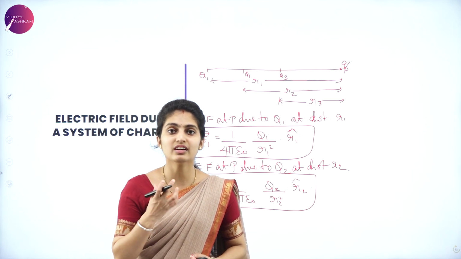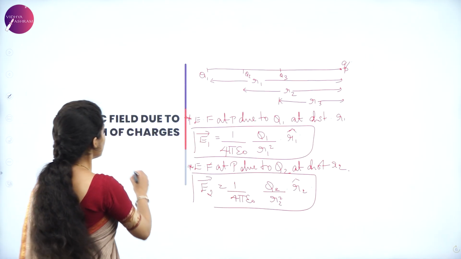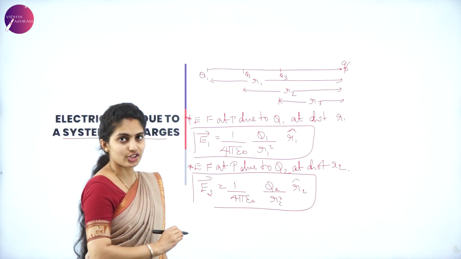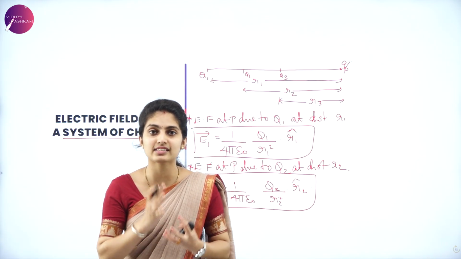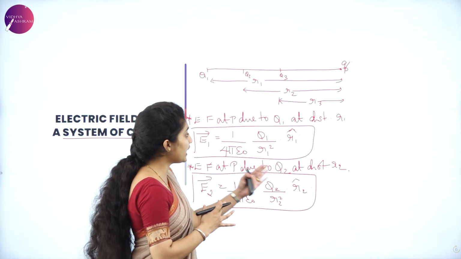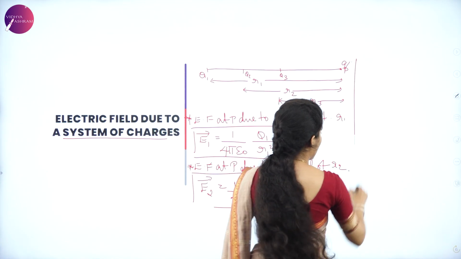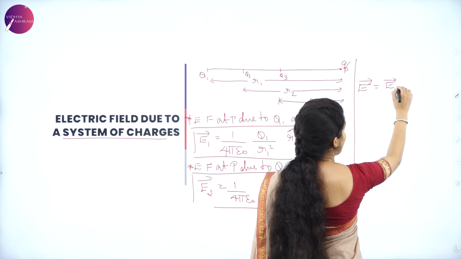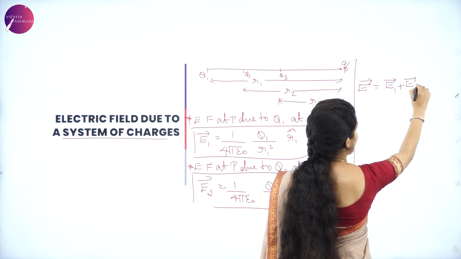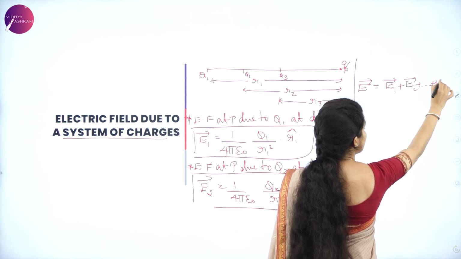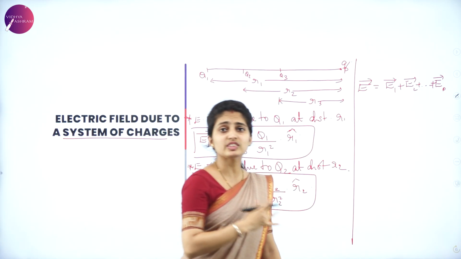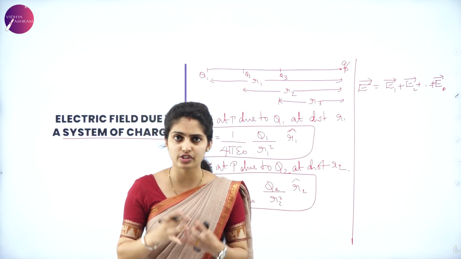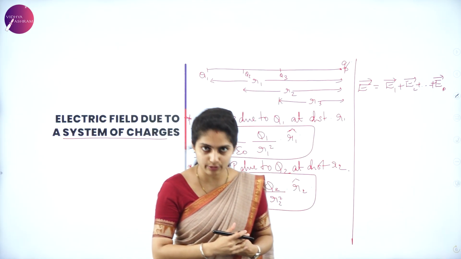So this will be the electric field due to a system of charges. It is always due to a combined system of charges. So how can you give this in total? It can be given as vector E in total is equal to vector E1 plus vector E2, and it goes up till vector En. So this is how you calculate for the system of charges, because you total all the electric fields, correct?